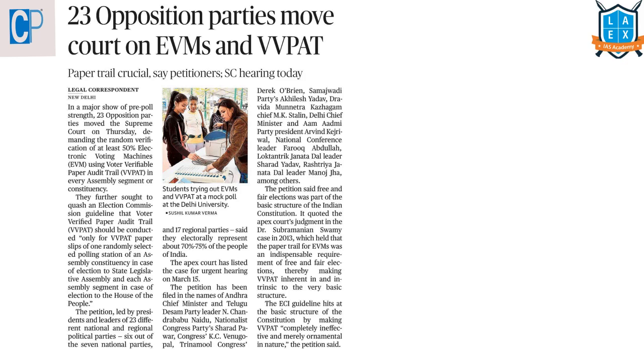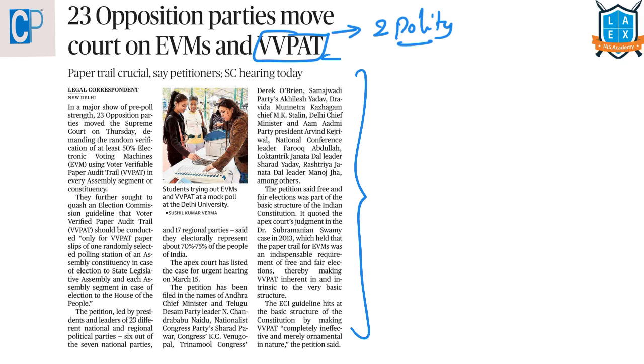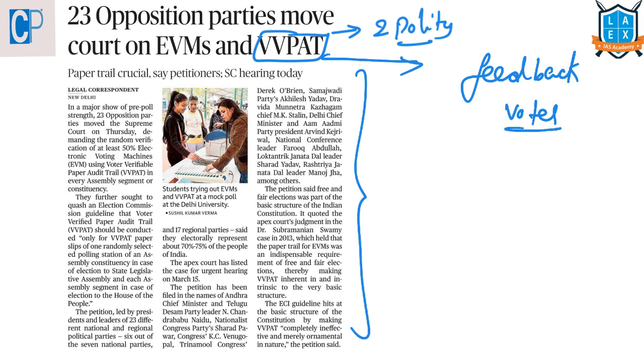The next article is 23 opposition parties move court on EVMs and VVPAT. This article comes under GS paper 2 under the topic of polity. So from this article, let us see about the voter verifiable paper audit trail system. Before looking into the context of this article, first we should understand this machine. The voter verifiable paper audit trail is a method to provide feedback to whom? To the voters, on whether the voter has cast his or her vote for the intended person.